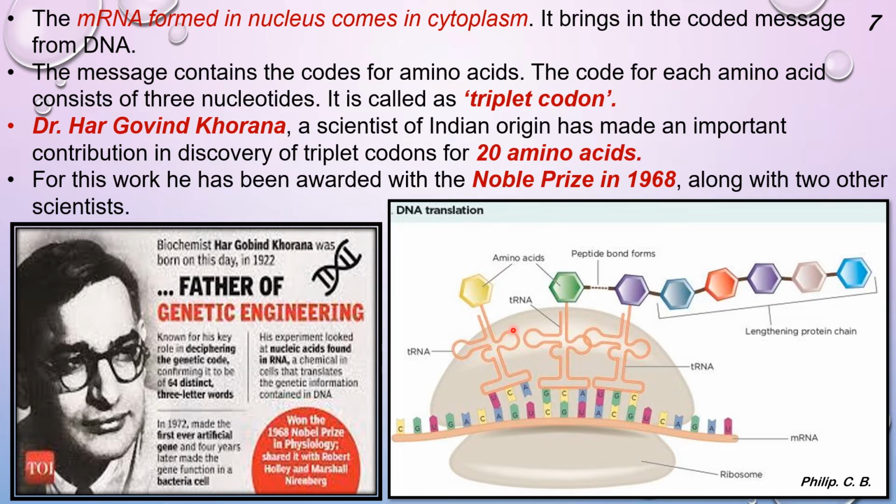Here I added a simple image for understanding this triplet codon. If you see here, the codons, three-nucleotide codons, how they are forming up. You can see all of them are formed in triplets, 1 2 3, 1 2 3, right? And you can see the tRNA, which is the transfer RNA, and the lengthwise proteins which are formed.